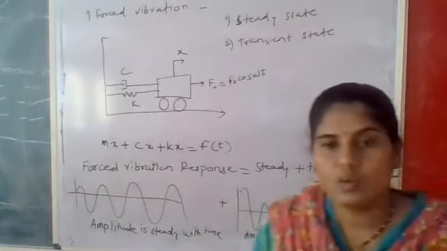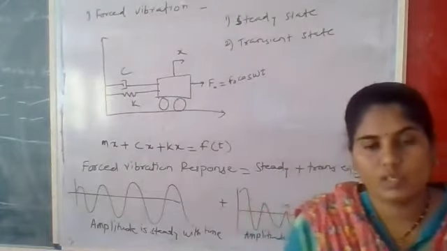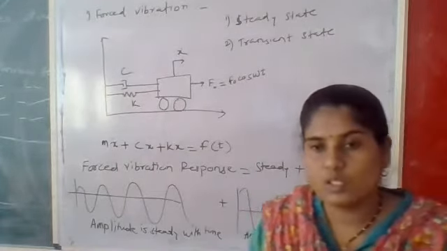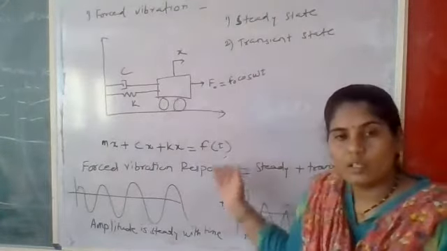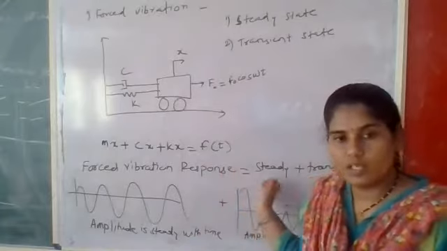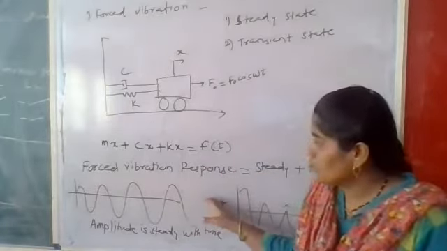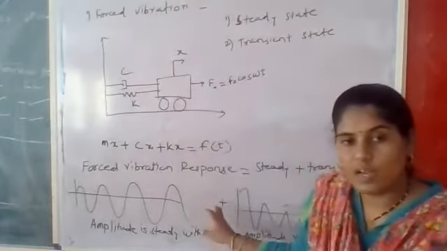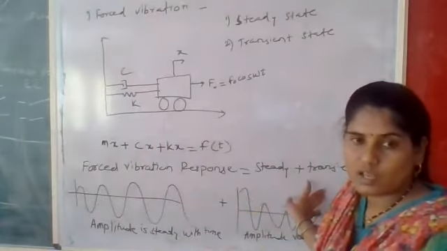If you are asked the question, what is the difference between free vibration and forced vibration, you can understand from this. For free vibration, only the steady state will be produced. So whatever derivation we solved in unit number two was based on the steady state. For this third unit, for forced vibration, there is the addition of these two: first the steady state and second the transient state.